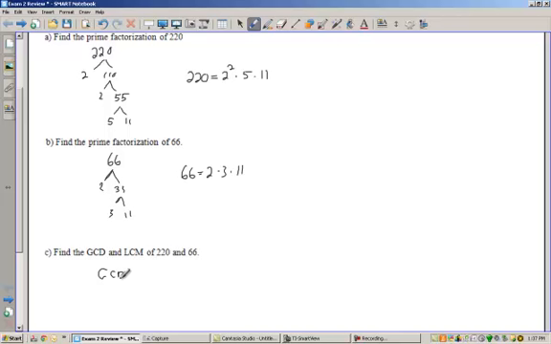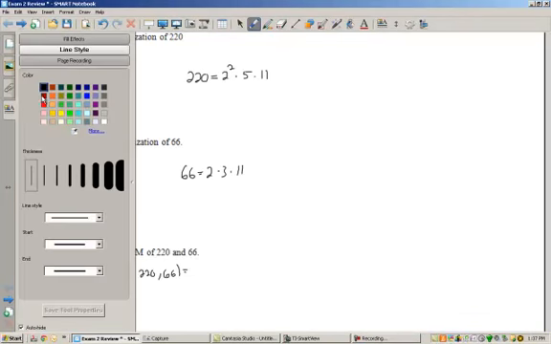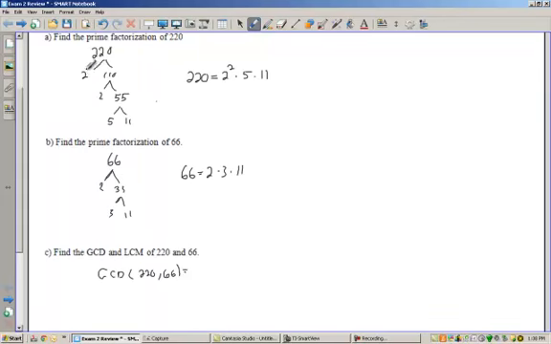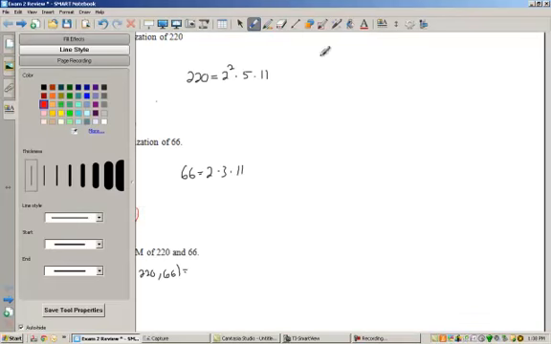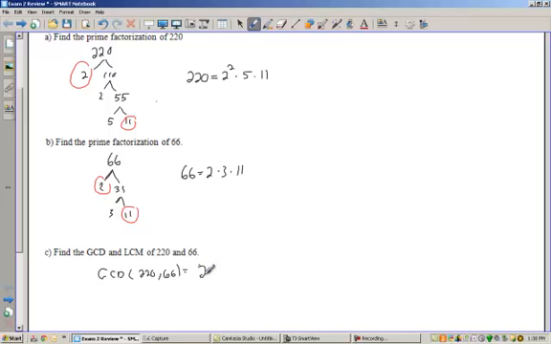Just say the GCD of 220 and 66 is equal to, and all you need to do is circle what they have in common. So do they have a 2 in common? Yep, they got 2's in common. They don't have another 2 in common. Do they have a 5 in common? No. Do they have 11 in common? Yes. So my answer for the GCD is simply 2 times 11, which equals 22.